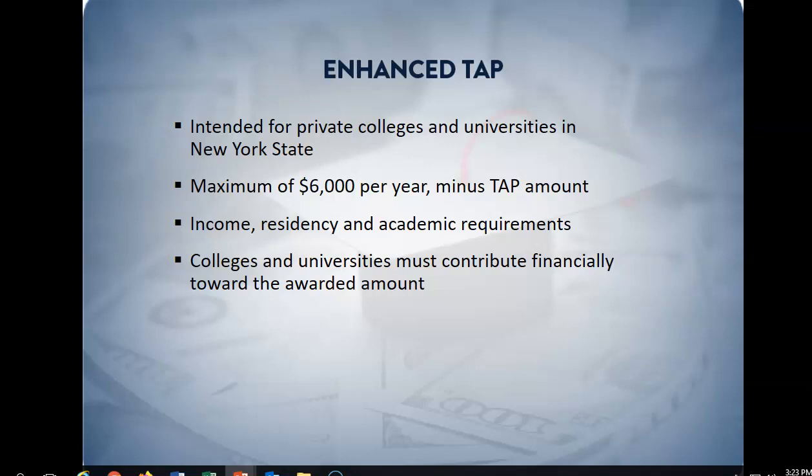For enhanced TAP and the Excelsior, the award is a maximum of $6,000 per year minus the TAP amount. There are income, residency, and academic requirements that are available to you on the New York State website, the same site you go to for TAP. There is an application there for enhanced TAP and for Excelsior. The enhanced TAP, which is only for private institutions, does require a financial contribution from the school, and so not every school participates in enhanced TAP.